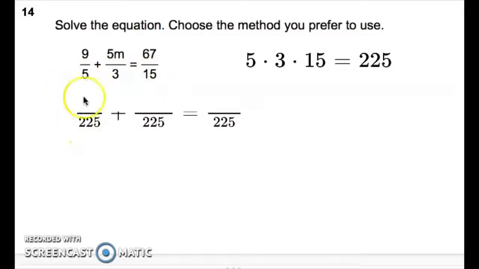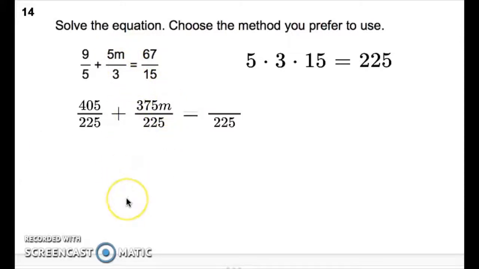So we have to find what we multiply to each of these numbers to get 225. For the first term, divide 225 by 5, and you get 45. So you multiply top and bottom by 45. 45 times 9 is 405. So write that on top of 225 for the first term. For the second term, again, we do 225 divided by our denominator here, which is 3. That gives you 75. Multiply top and bottom both by 75. So do 75 times 5, and that gives us 375m. Write that m next to it still.